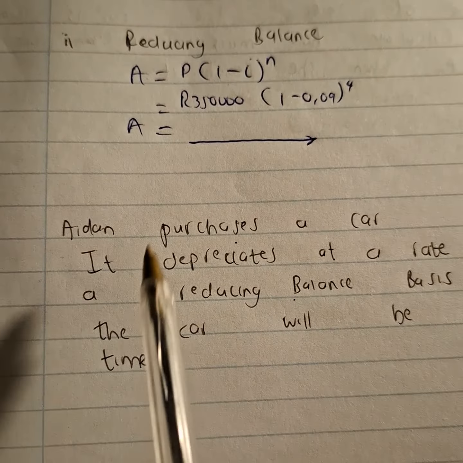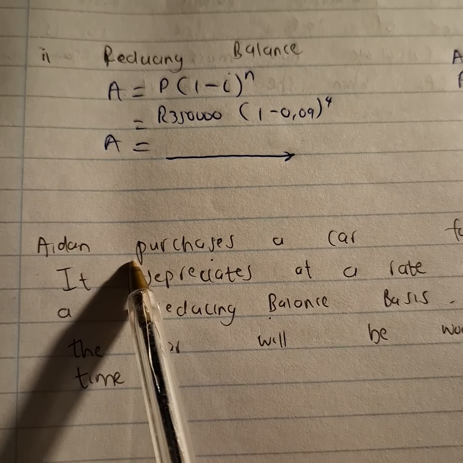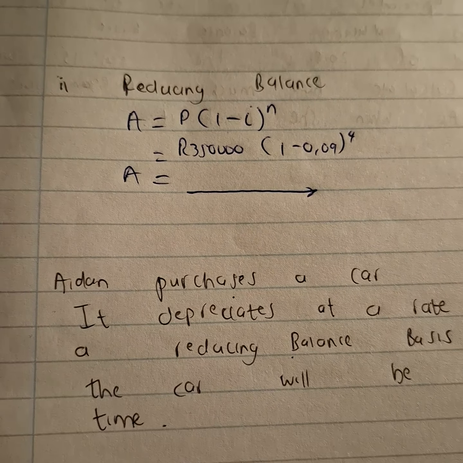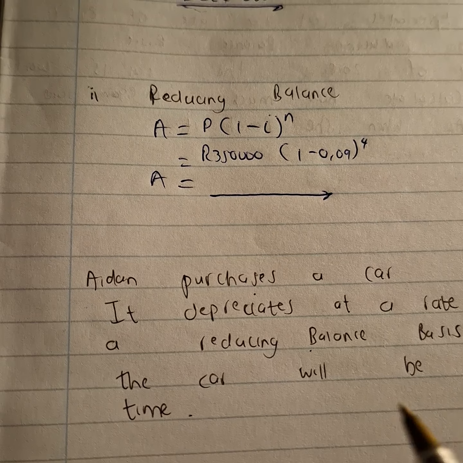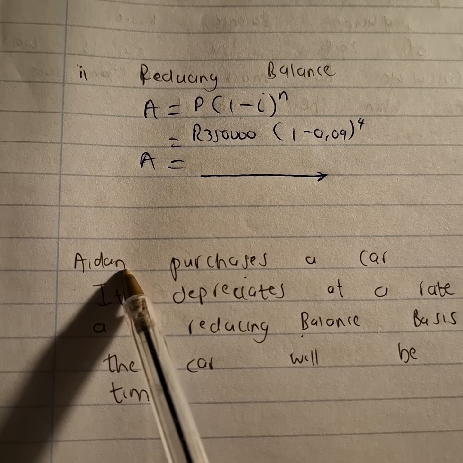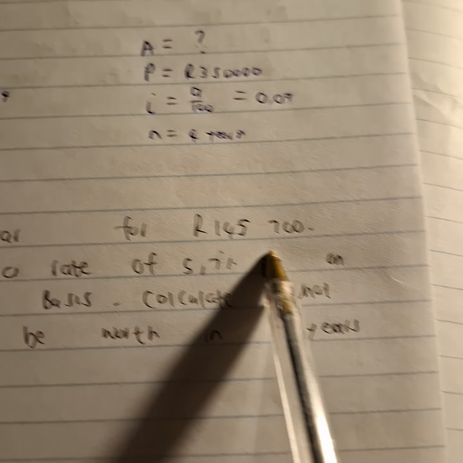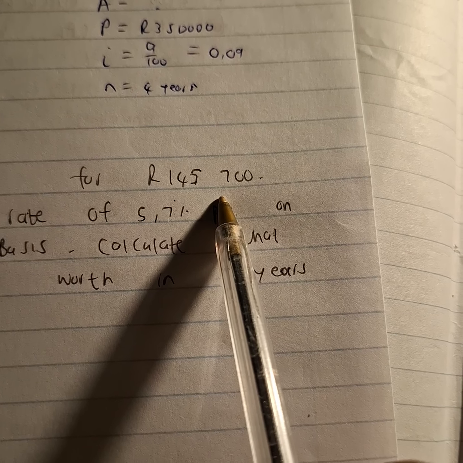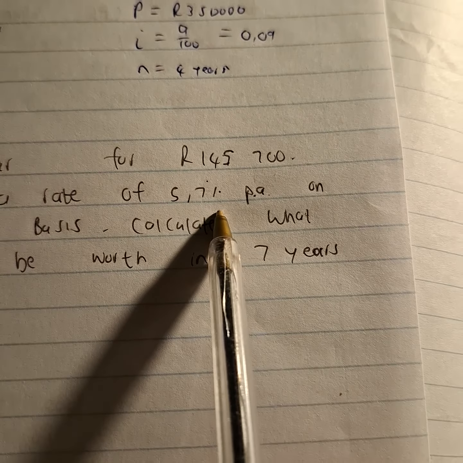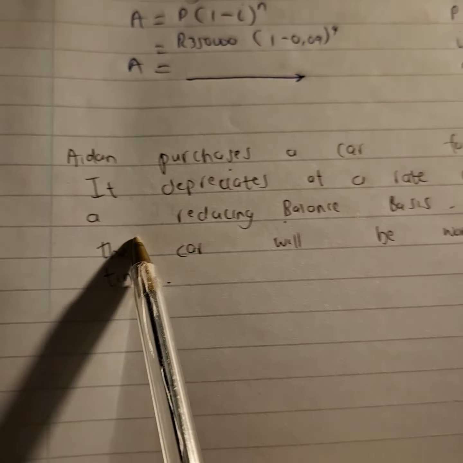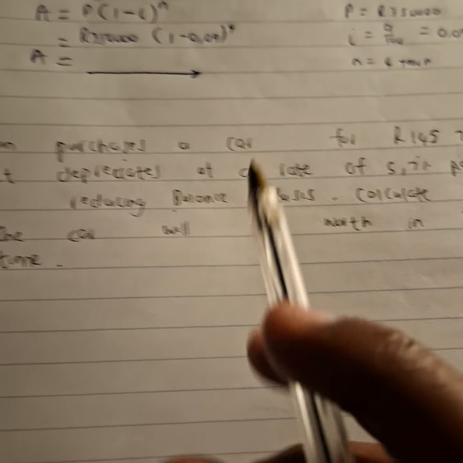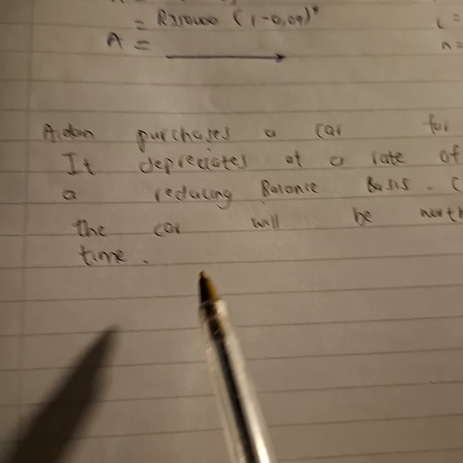Okay, but I hope we get the gist of what we're doing whenever we're dealing with compound depreciation, or simple straight line basis, or straight line depreciation. Let's look at this one. Aiden purchased a car for 145,700. It depreciates at a rate of 5.7% per annum on a reducing balance basis. Calculate what the car will be worth in 7 years time.